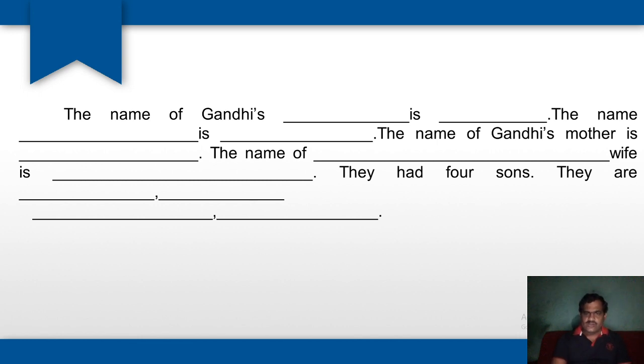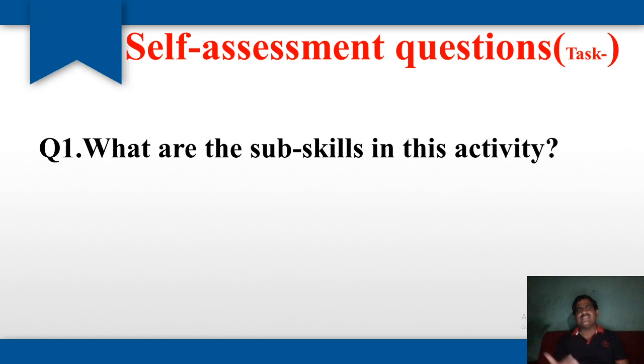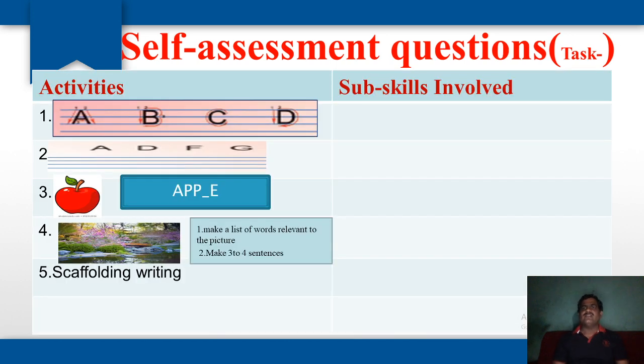Okay. So now, my dear students, after conducting this activity among our learners, can you guess what sub skills are involved in this process for developing the writing skill among our learners? Yes, definitely many sub skills are involved in each and every activity for developing the writing skills among our learners. So here is the final task for you, the self-assessment question. I have taken 5 activities here. You have to write on the right hand side what sub skills are involved in each activity. The first activity is given here.